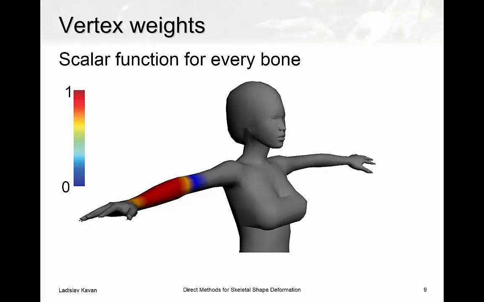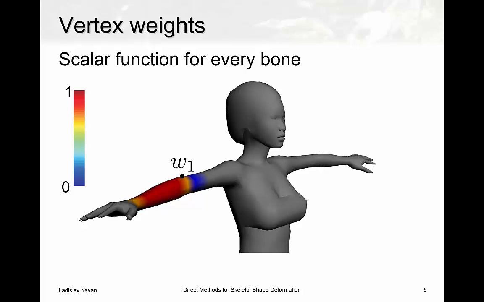And they range typically between 0 to 1. So 0 means zero influence, and 1 means maximum influence. The vertices with influence 1 will directly follow that particular bone. So here is a weight for the forearm bone. So the vertices here will be perfectly following that transformation. And the vertices between 0 and 1 will be blending with the remaining weights.